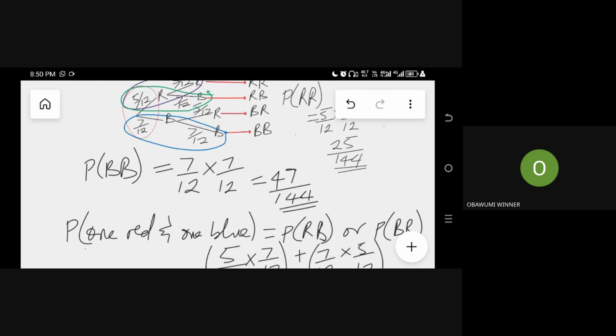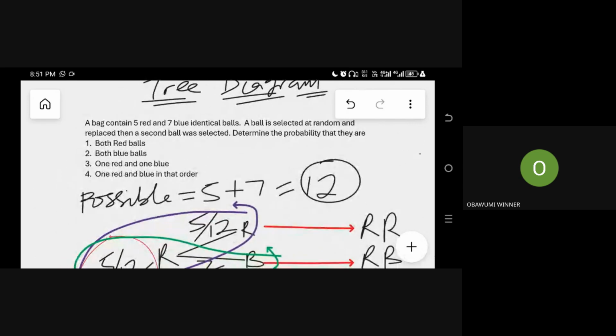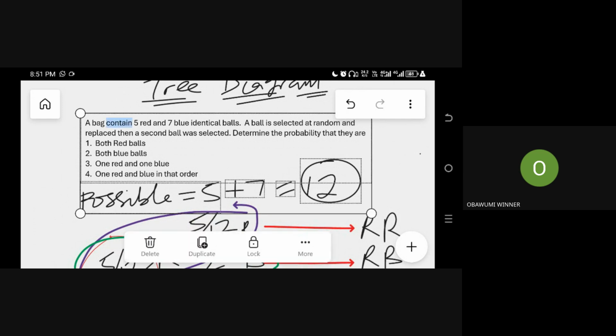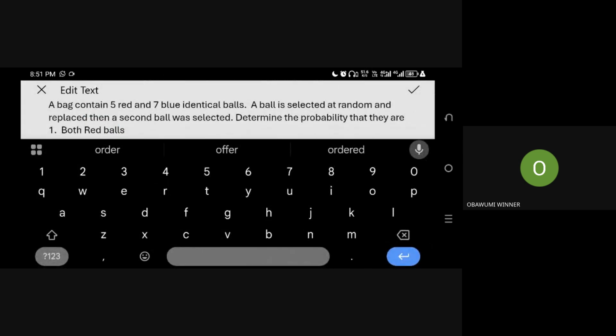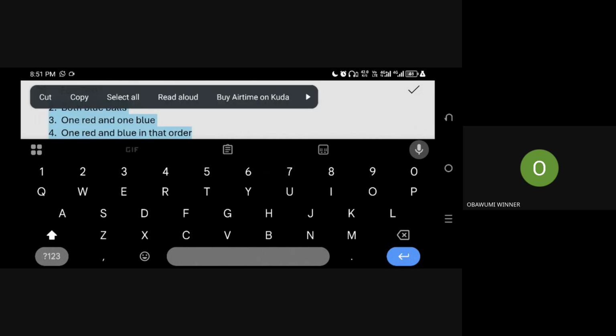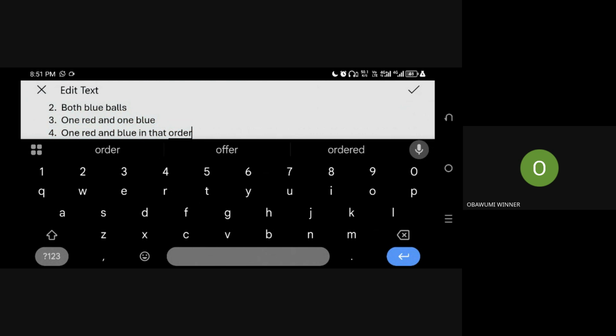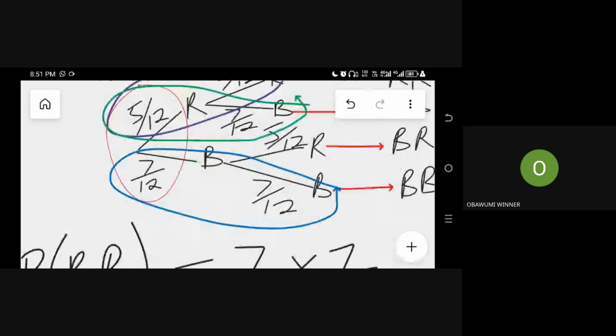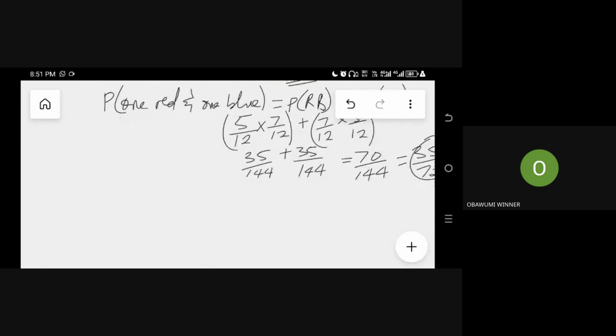All right, now to the actual question. This same question: there's 5 red balls and 7 blue balls. Here we say that a bag contains 5 red and 7 blue identical balls. A ball is selected at random and replaced, then a second ball was selected. Now I'll change this question. I think I should just copy it. So we'll change this question and see.